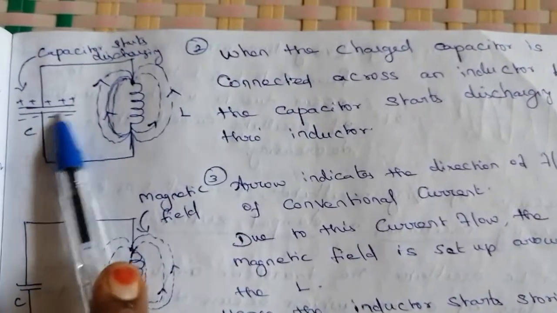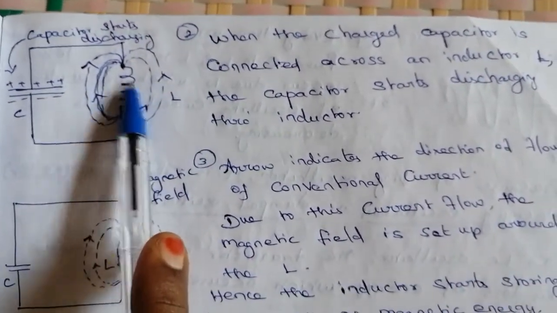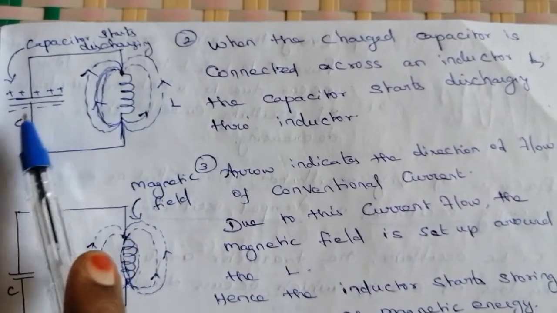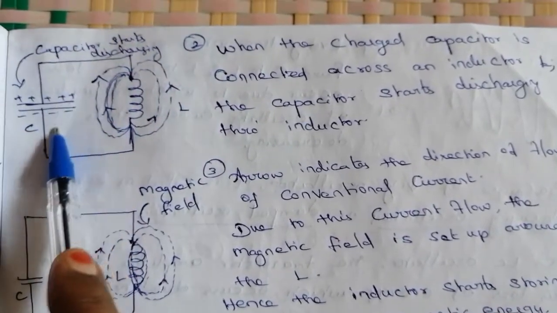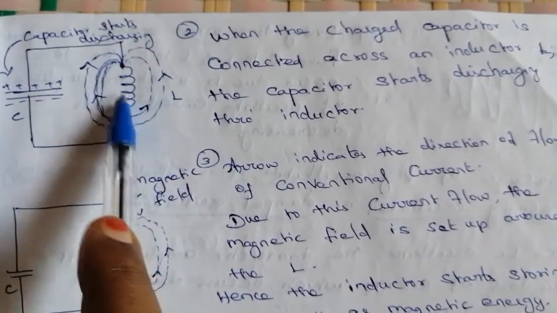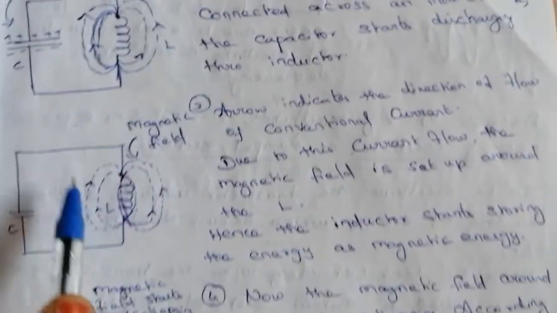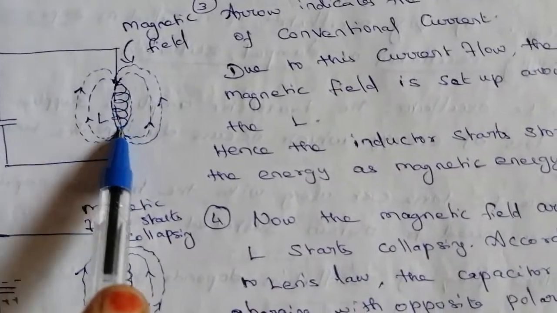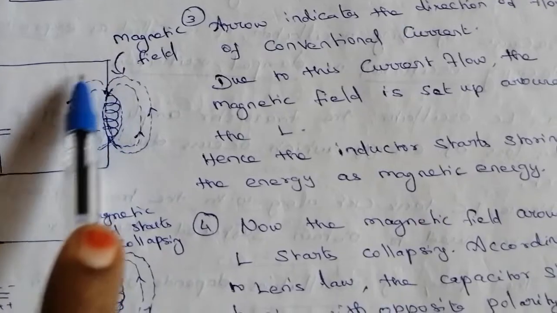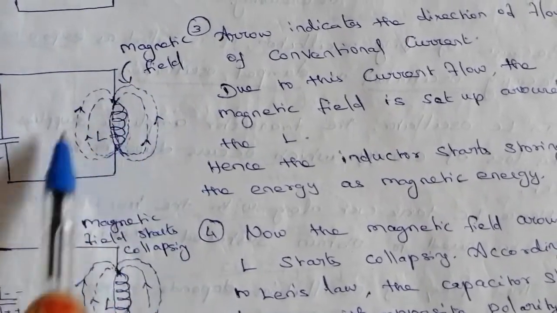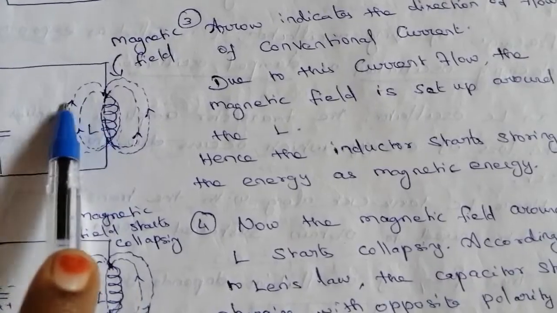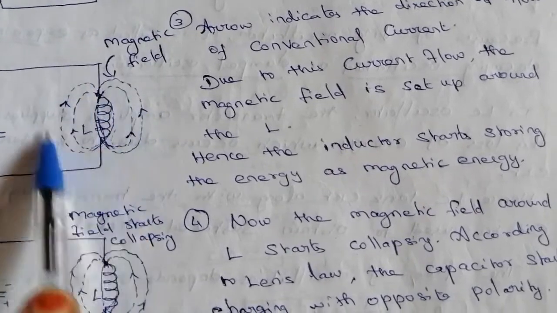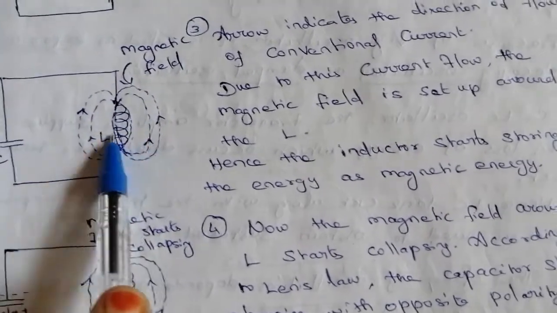Now, when the charged capacitor is connected across the inductor, the capacitor discharges through this inductor, because the inductor is connected in parallel with this capacitor. So the fully charged capacitor is now discharged through this inductor. This is the second step. The third step is that the energy is transferred to the inductor. Due to this current flow, a magnetic field is set up around this inductor. This arrow mark indicates the current flow direction. Now the inductor starts storing energy, and that energy is called the magnetic energy.